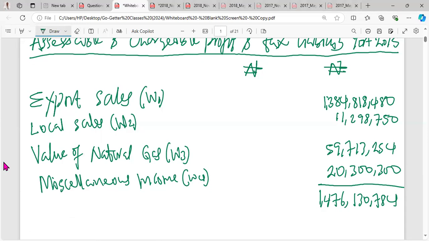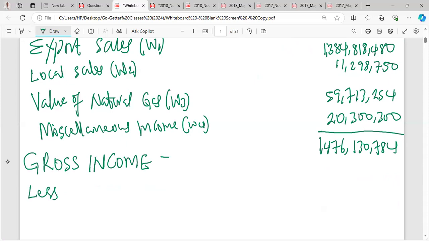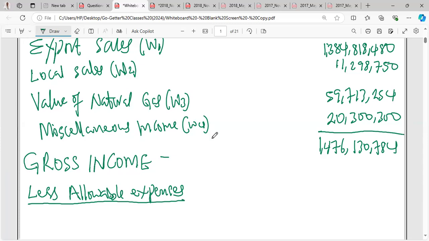Now, this is your gross income. So that's your gross income here. Then I will come down and say less allowable expenses. So all my allowable expenses will be underneath this.